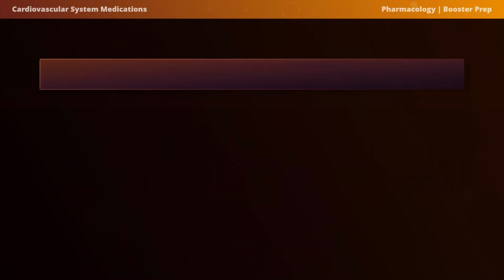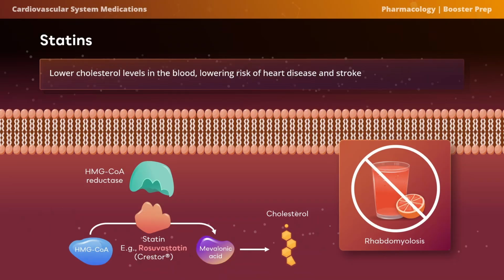Okay, now let's switch over to a talk about statins. Statins are medications prescribed to lower cholesterol levels in the blood, which in turn lowers the risk of heart disease and stroke. Now, the most important thing you need to know about statins is that they work by inhibiting the enzyme HMG-CoA reductase, which plays a key role in converting HMG-CoA to mevalonic acid, which then gets converted to cholesterol. So less mevalonic acid from the use of statins means less cholesterol.